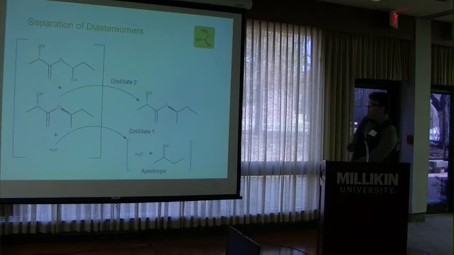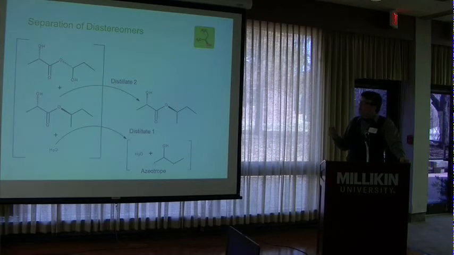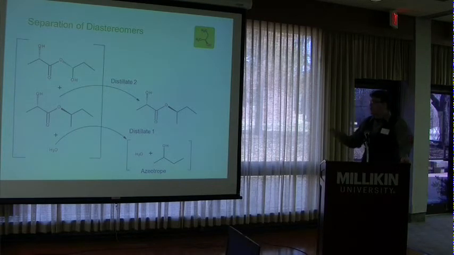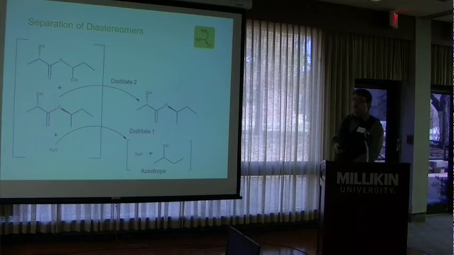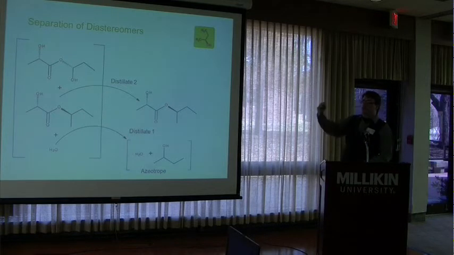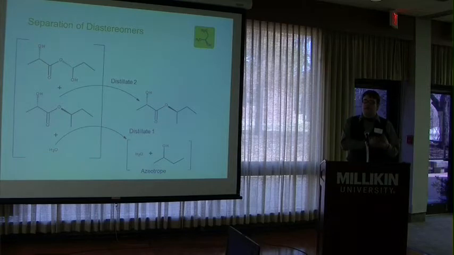The second distillate is one of the diastereomers. Now, I must say that this slide is not exactly accurate because we're unable to know exactly which diastereomer we pull off at the next temperature. So for the sake of this talk, we'll go ahead and assume that we're working with the R. This is the R-sec-butyl lactate here. As distillate 2 comes off, we will be left in the original distillation flask with the S diastereomer.